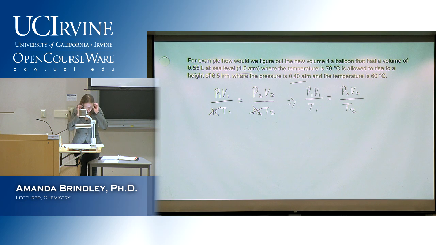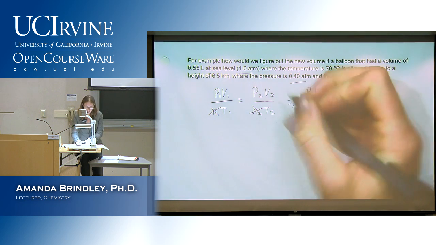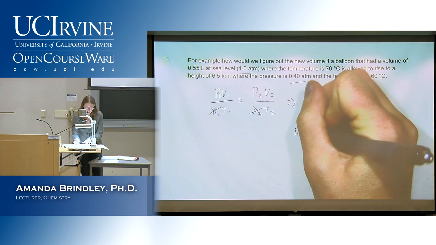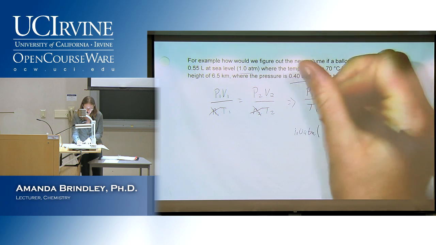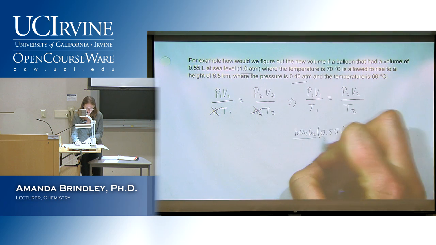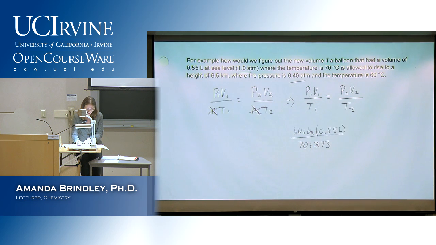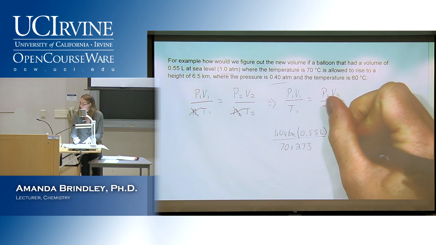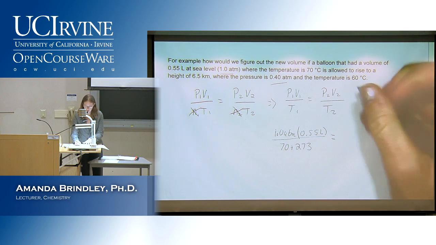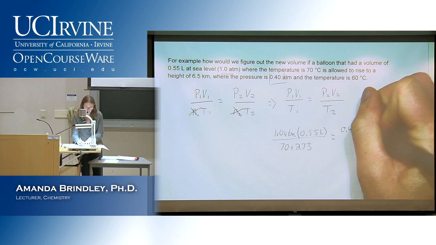So we're left with this. Now this is where the little table that I had up in that line would come in handy to go through and actually write everything down. You don't have to, but sometimes it's helpful. I'm just going to go ahead and fill in. So our P1 is 1 atmosphere. Our V1 is 0.55 liters. And then our temperature is 70 plus 273. Now we do the same thing for this. So our P2 is 0.4.